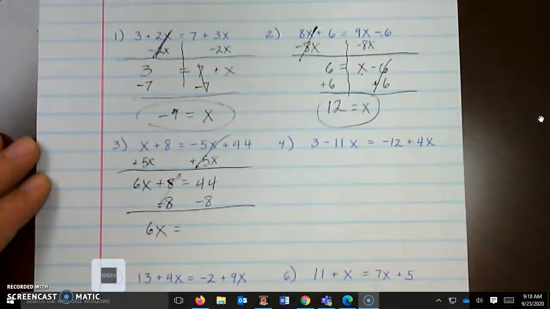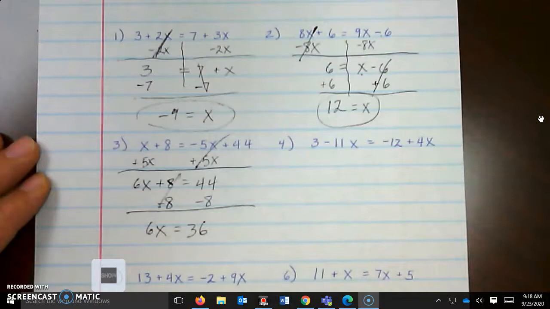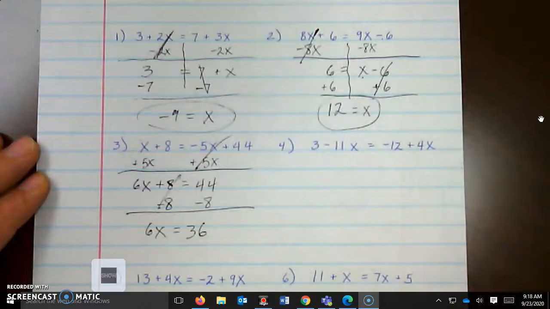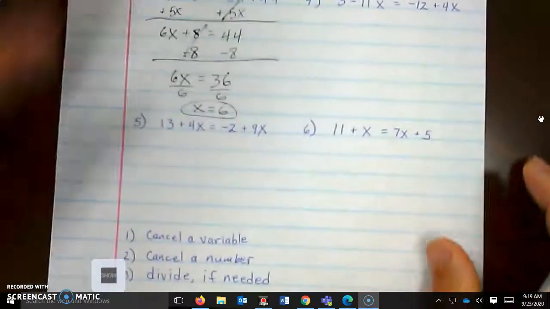44 minus 8 is 36. And now I have to divide. On the 2 above, I did not, because I just had a 1x there. Okay, well now I have to divide by 6. And 36 divided by 6 is 6. Okay, just to move this along, I'm going to just have you try these two.